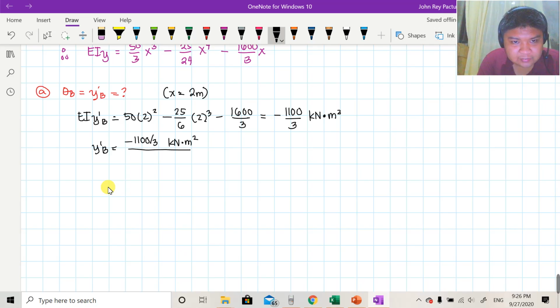I-divide mo lang class ng EI. Diba? Simpleng arithmetic lang. Siyempre, para mahanap mo yung y prime b, i-divide mo lang siya ng EI or the flexural rigidity.